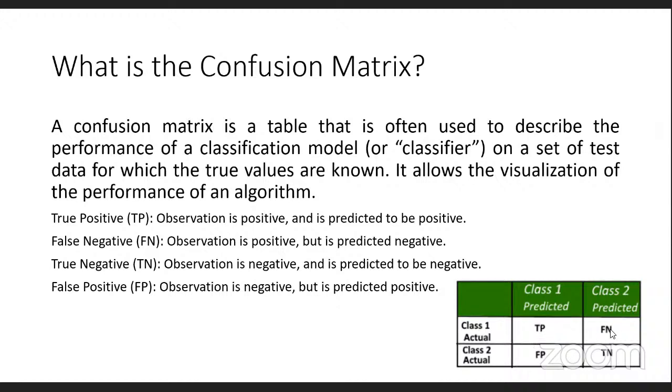And false negative, what is false negative? Actually it is a ham but it is predicted as a spam, then it is a false negative. Then false positive: actually it is a spam but it is predicted as ham, then it is a false positive. What is true negative? It is a spam and it is predicted as a spam, then it is called true negative. It is correctly identified spam. This is the confusion matrix.